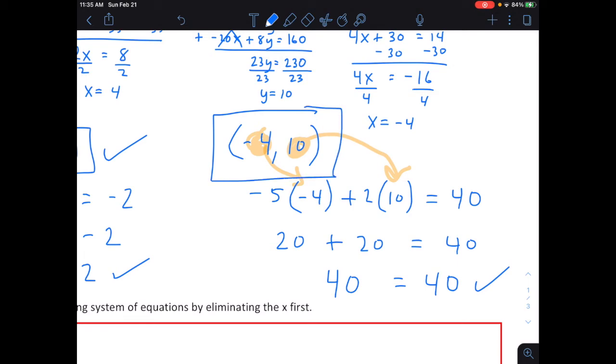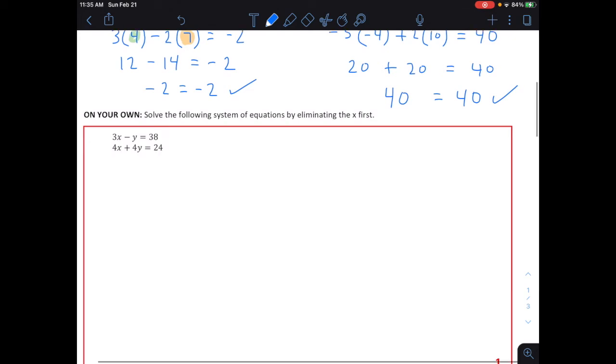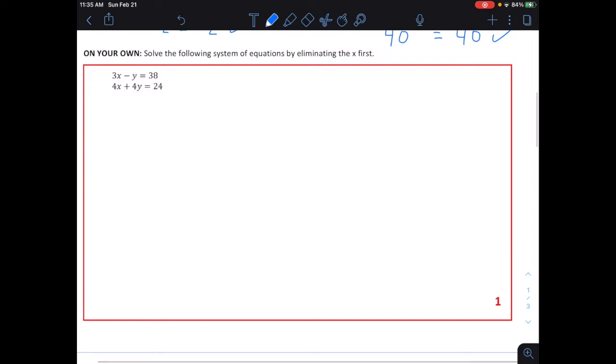All right, here we go. Just 1. So you have 1 to do on your own. And when you are done with that, restart the video and I'll show you a couple more examples. It says to eliminate the x first here. So figure out what you need to do to eliminate the x.